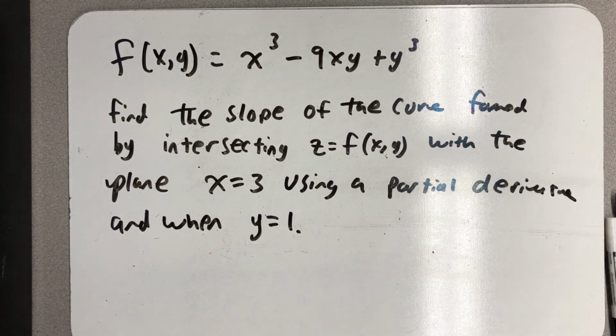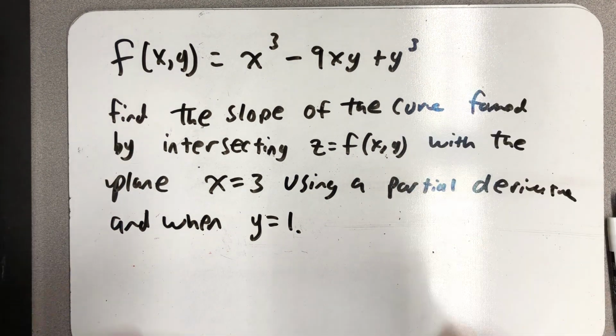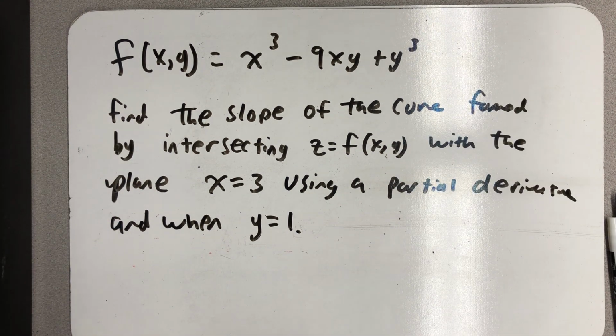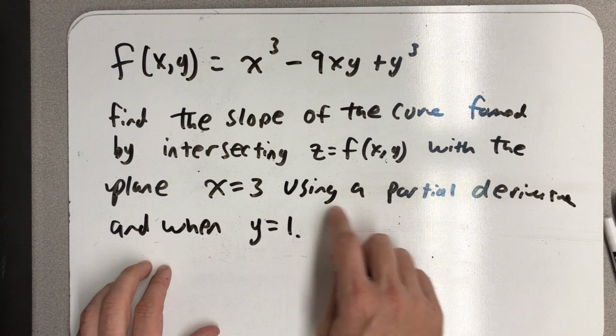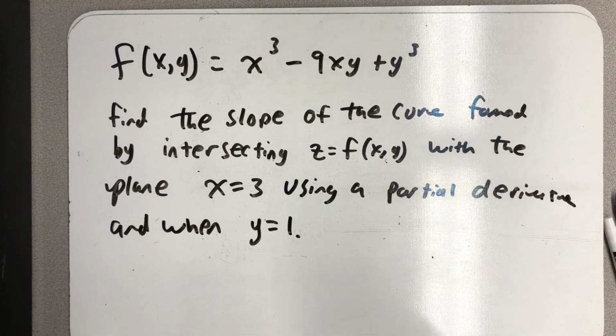f of (x, y) is a function of two variables, x cubed minus 9xy plus y cubed. We're told to find the slope of the curve formed by intersecting z equals f of (x, y) with the plane x equals 3, using a partial derivative, when y is equal to 1. Well, the instructions to use a partial derivative are important because it gives me the method I'm going to use.